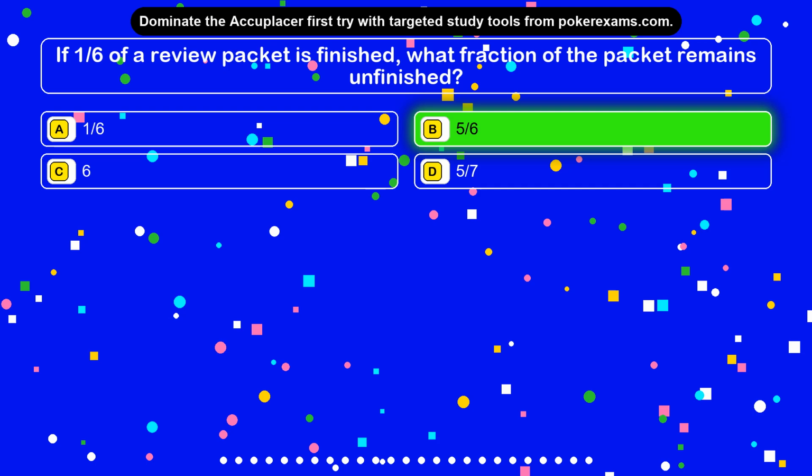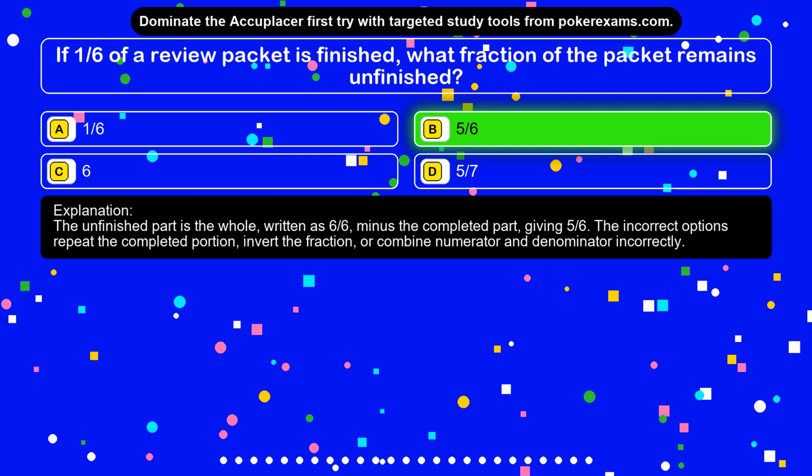The correct answer is option B, 5/6. The unfinished part is the whole, written as 6/6, minus the completed part, giving 5/6. The incorrect options repeat the completed portion, invert the fraction, or combine numerator and denominator incorrectly.